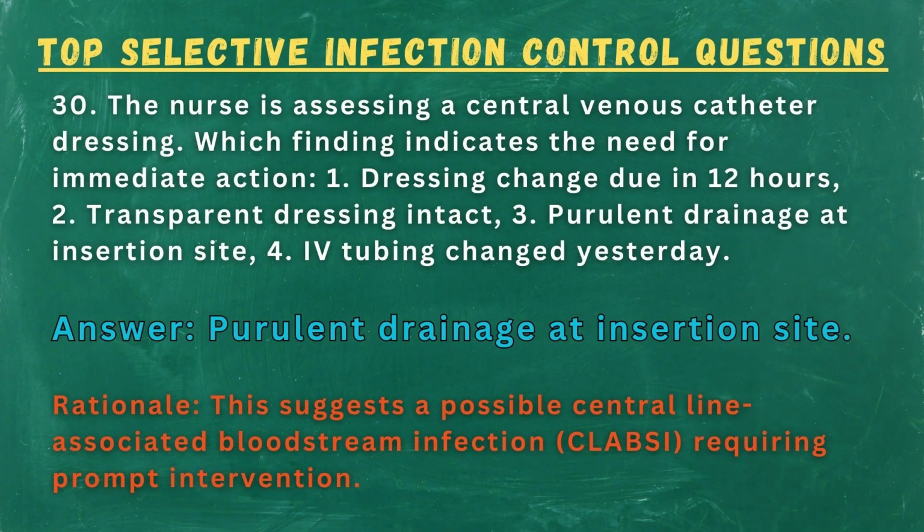30. The nurse is assessing a central venous catheter dressing. Which finding indicates the need for immediate action? 1. Dressing change due in 12 hours. 2. Transparent dressing intact. 3. Purulent drainage at insertion site. 4. Tubing changed yesterday. Answer: Purulent drainage at insertion site. Rationale: This suggests a possible central line-associated bloodstream infection, CLABSI, requiring prompt intervention.